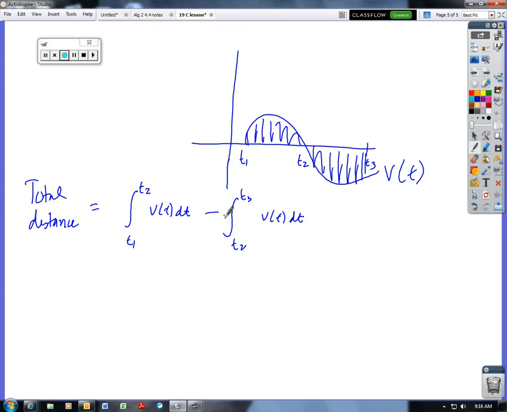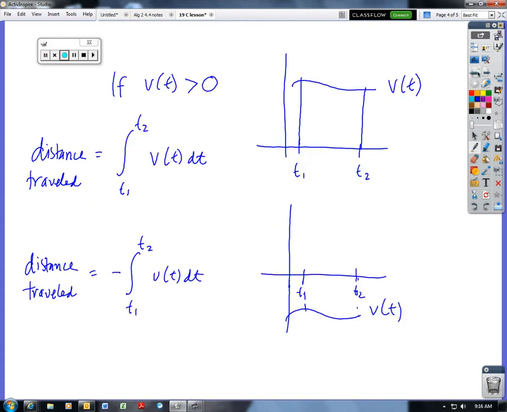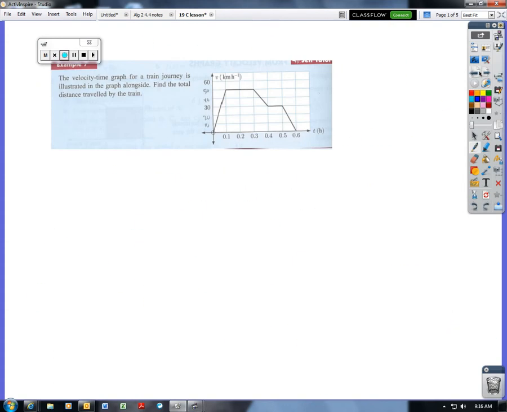There is one more example, and it happens to be back here on the very front page. The time velocity graph for a train journey is illustrated in the graph alongside. Find the total distance traveled by the train. And this is very nice because they give you everything beautifully. The time is in hours, the velocity is in kilometers per hour. Just so happens everything's above the x-axis, so we simply need to find the areas.